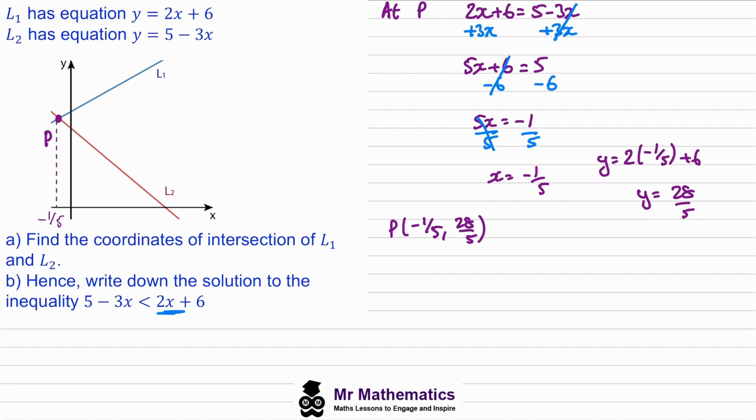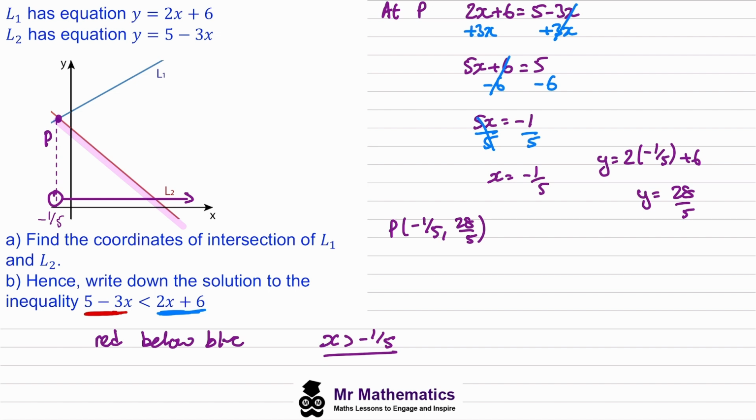We know 2x plus 6 is the blue line and 5 minus 3x is the red line. Because the red line is less than the blue line, we can visualize this inequality as the red being below the blue, which is from this point onwards. You can see the red line will always be below the blue line. So this will always be when x is greater than, but not equal to, -1/5. So for our solution, we can write x is greater than -1/5.